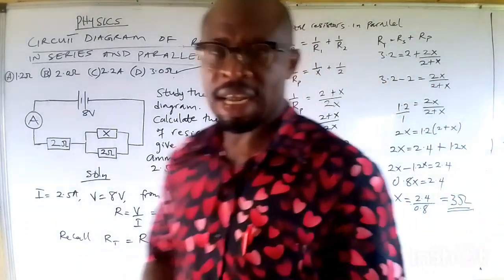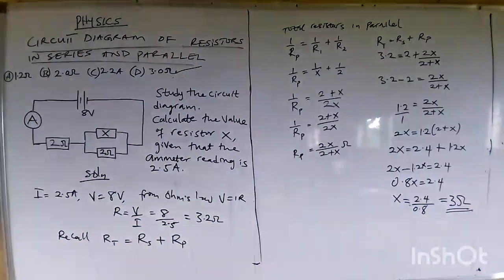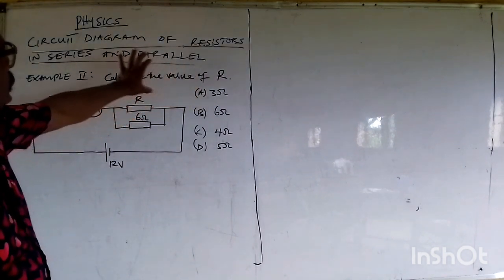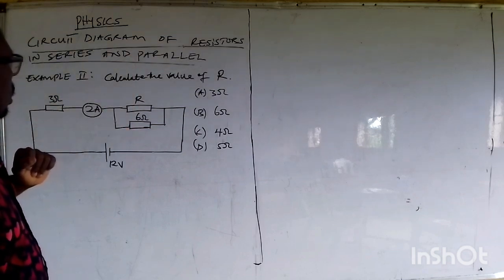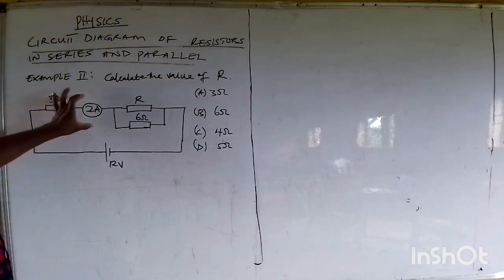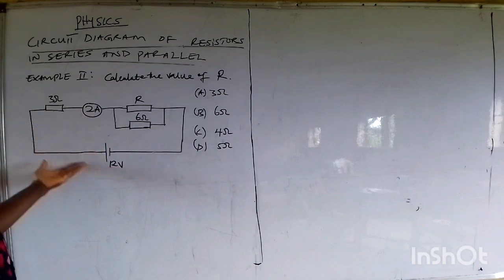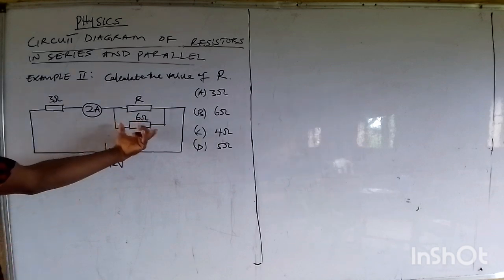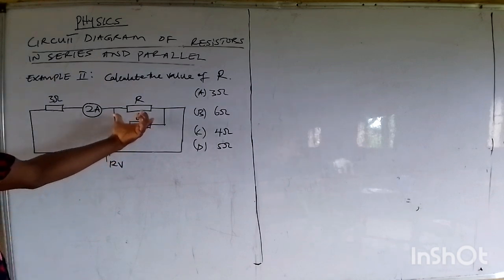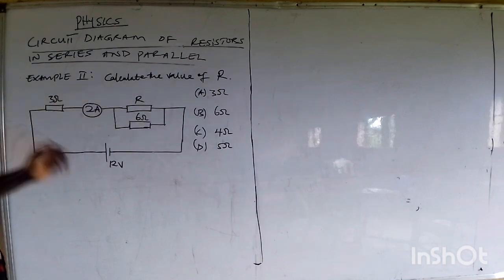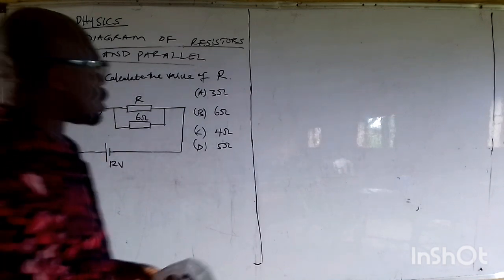Okay, we'll take the next one. Now we have the second question. Calculate the value of R given this diagram. And of course, this is a series connection where the same current is flowing, apart from this one here. Okay, so this one is in parallel, this one is in series. We have our current and we have our voltage.